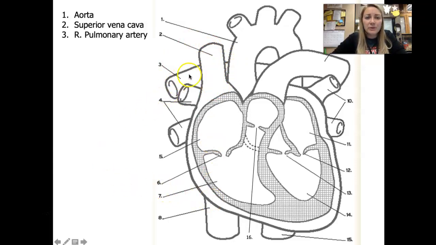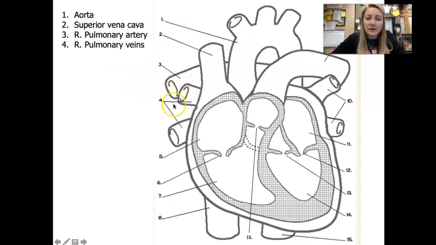Okay, for number 3, this is the right pulmonary artery. It is going from this structure here, and stretching and going around, okay, because it's going to go to, pulmonary means lungs, and so it's going to branch off to your right lung.